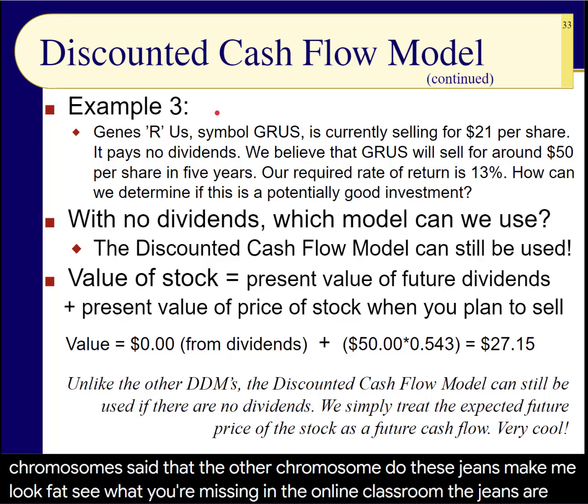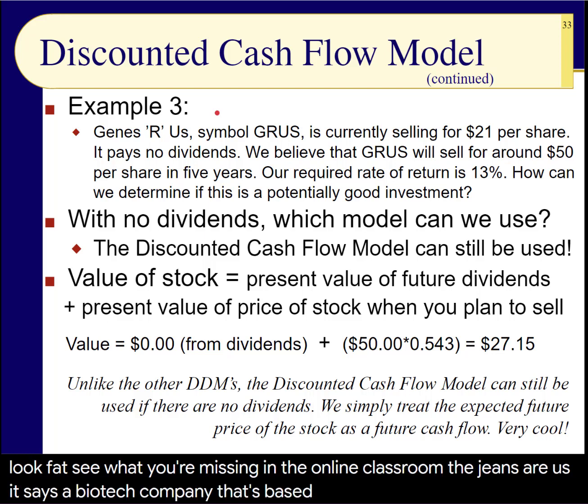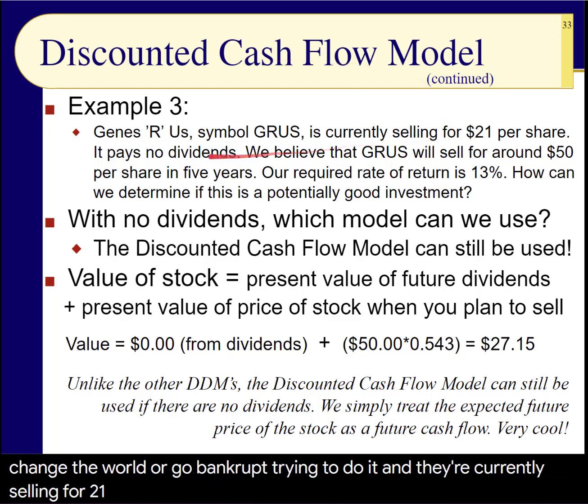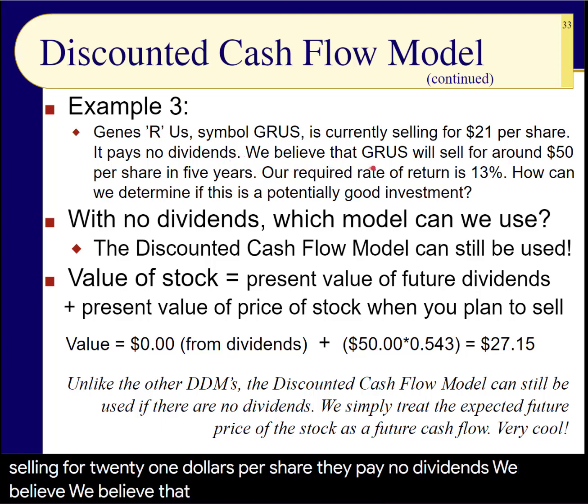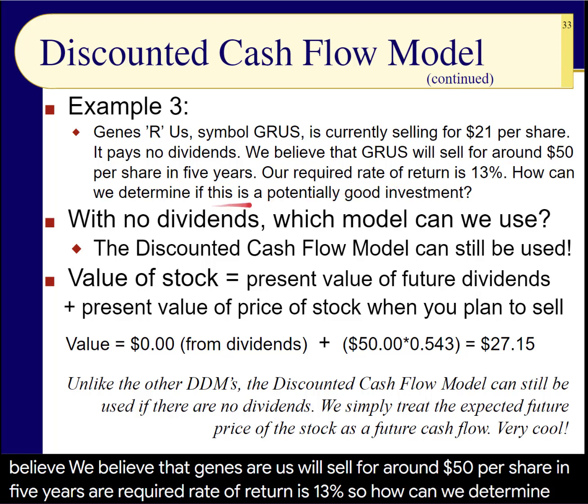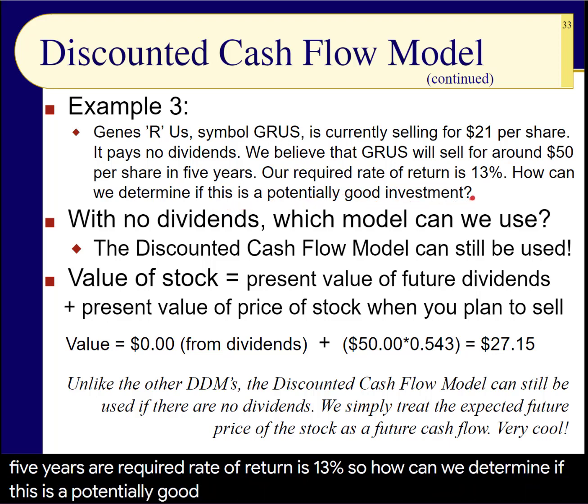Genes Are Us. This is a biotech company that's based here in San Diego that's going to change the world, or go bankrupt trying to do it. They're currently selling for $21 per share. They pay no dividends. We believe that Genes Are Us will sell for around $50 per share in 5 years. Our required rate of return is 13%. So how can we determine if this is a potentially good investment?